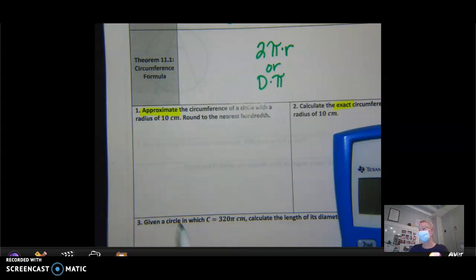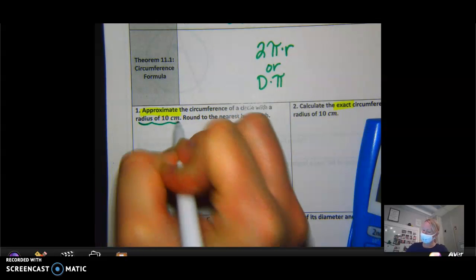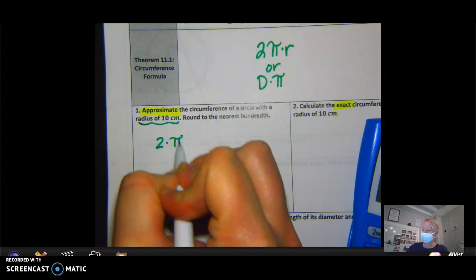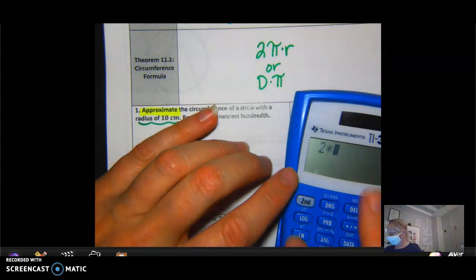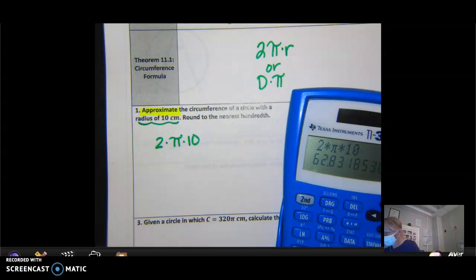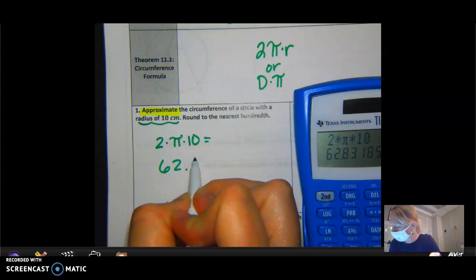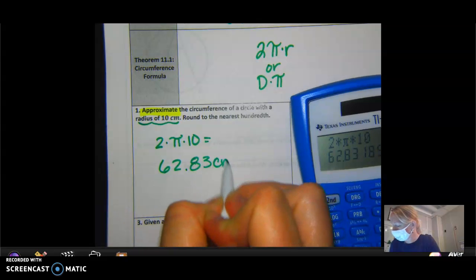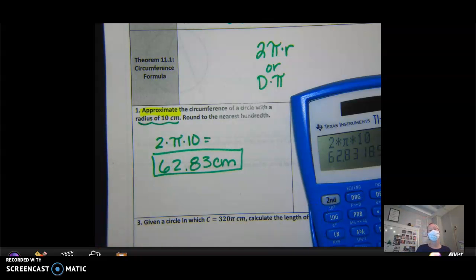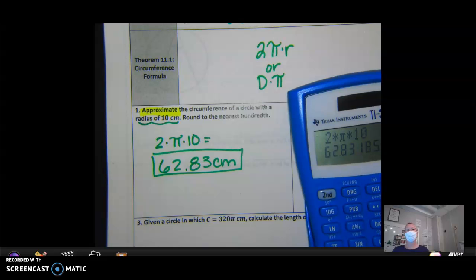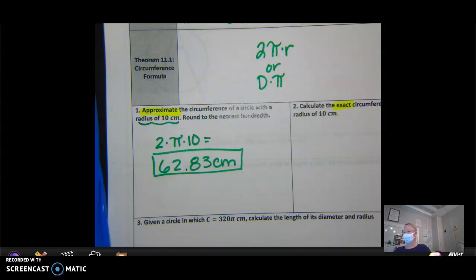What do I type into my calculator in order to solve this? 2 times pi times 10. And you're just going to use the pi button, right? So 2 times pi times 10. Rounded to the nearest hundredth, that would be what? 62 point what? And that is centimeters. Make sure you're using the pi button if you have the capability, okay? That'll get you a little more exact of an answer.